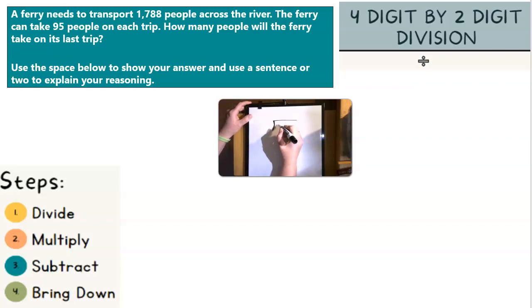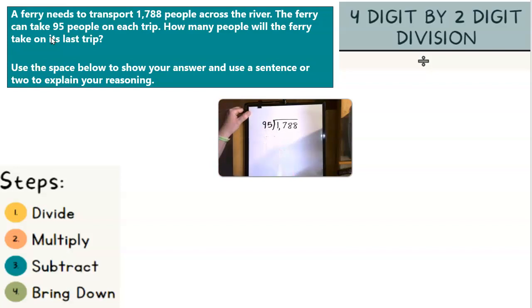Okay, so how many people are needing to go across the river? 1,788. And how many people can the ferry take at one time? 95. So we are dividing by a large 2-digit number. I don't know about you, but I don't know how to skip count 95 in my head. So this is going to require some multiplication and some guess and check as well.